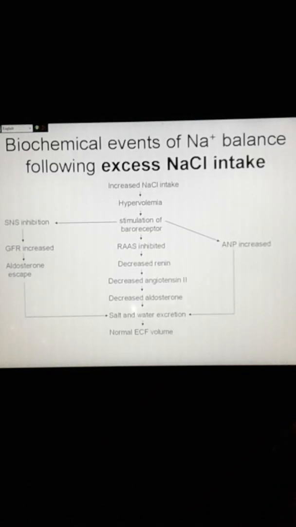When the renin-angiotensin-aldosterone system is inhibited, it causes decreased production of renin, which causes decreased production of angiotensin II, which causes decreased production of aldosterone, leading to salt and water excretion. Again, sympathetic nervous system inhibition causes increased glomerular filtration rate, which causes aldosterone escape, which also causes salt and water excretion. And on the other hand, atrial natriuretic peptide is increased, which also causes salt and water excretion. All the three mechanisms together cause salt and water excretion, and then again ECF volume becomes normal.